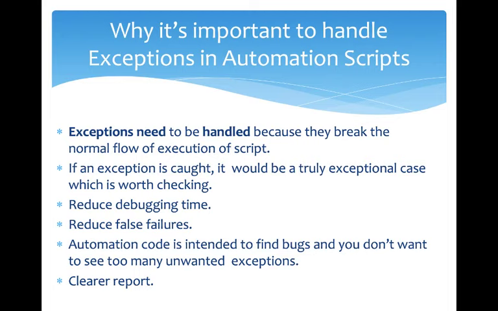Exceptions need to be handled because they break the normal flow of execution. We already understood that if we don't handle exceptions correctly, our execution is going to be abruptly stopped. We're going to learn about that in detail. If an exception is caught, it would be a truly exceptional case which is worth checking. What I mean to say is, if you have written your program in such a way that if something goes wrong in between, you are in a position to manage that exceptional condition, and if something like this happens, you can do some more checks, then your automation is more intelligent now.